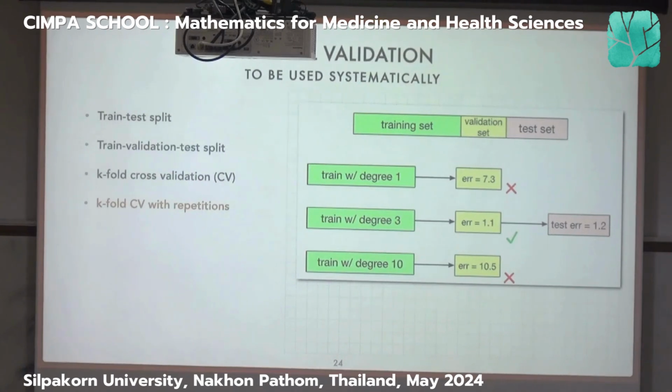You insist or require that models should be validated. This validation has various forms. I don't have time to go into all the different ways of validating models. But basically, you see what happened. I trained at degree 1 and got an error of 7.3. This is the mean squared error. This is exactly the result I took from the regressions I did at the beginning. Training at degree 3, I get a small error, but training at degree 10, I get something quite different.